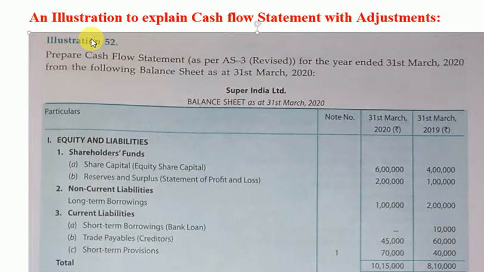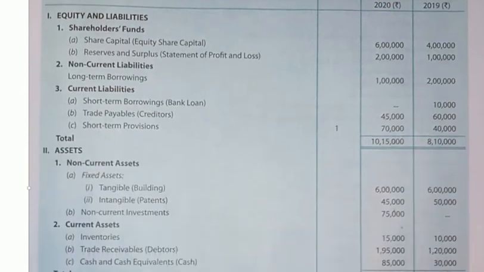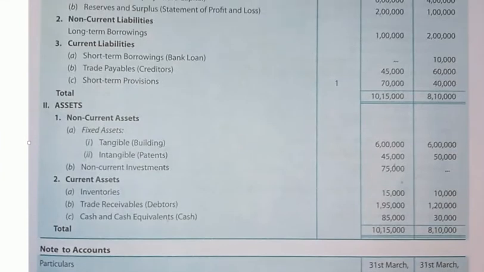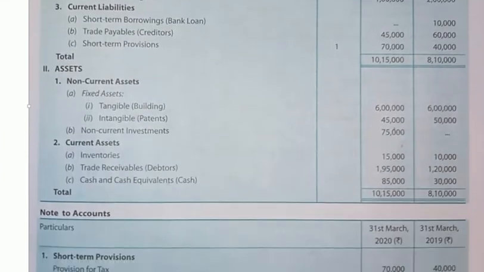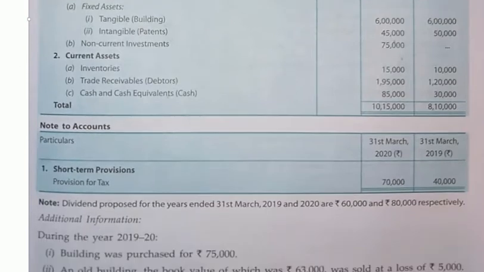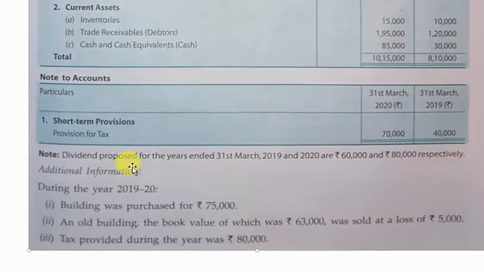It says prepare cash flow statement as per accounting standard 3 revised for the year ended 31st March 2020 from the following balance sheet as at 31st March 2020. So here is a balance sheet of Super India Limited. You all are aware of the content of the balance sheet: assets and liabilities, liabilities and assets. Now notes to accounts, and finally your additional information.